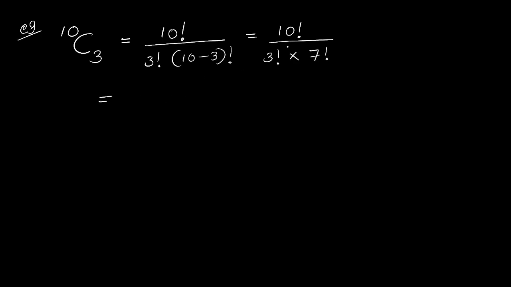10 factorial is what? 10 into 9 into 8 into what is remaining? 7 into 6 into etc. is 7 factorial. Denominator is 3 factorial, 3 into 2 into 1, into 7 factorial.